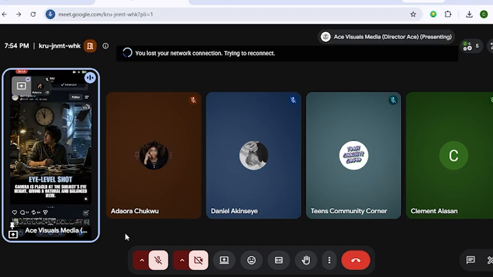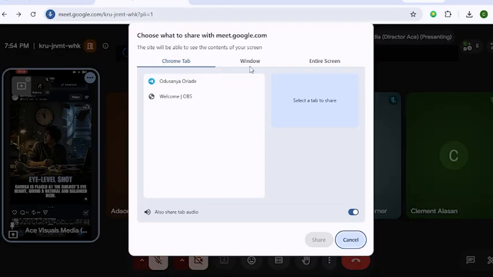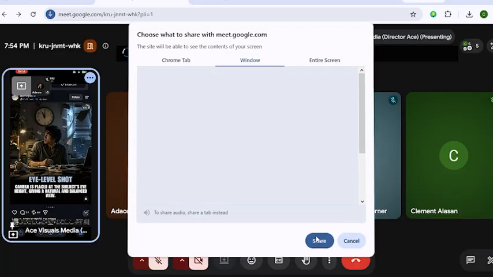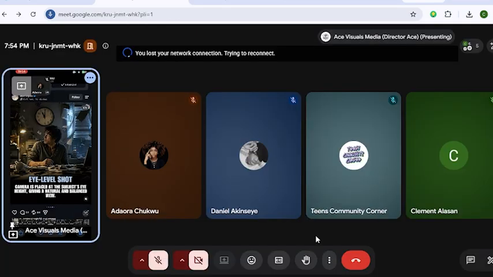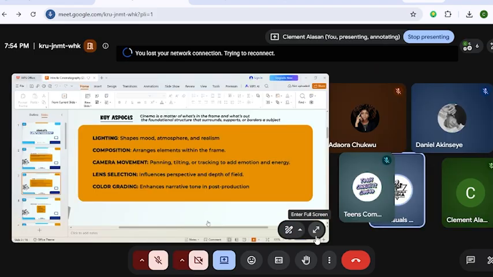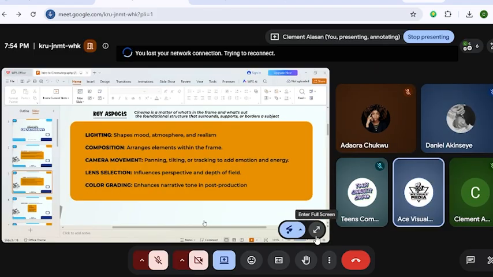Now, I want to ask a question. Let me see if I can share the slides side by side also. Can we see the slide? Okay, I can't share two things at the same time. Anyway, I'll go back to what I'm sharing now.